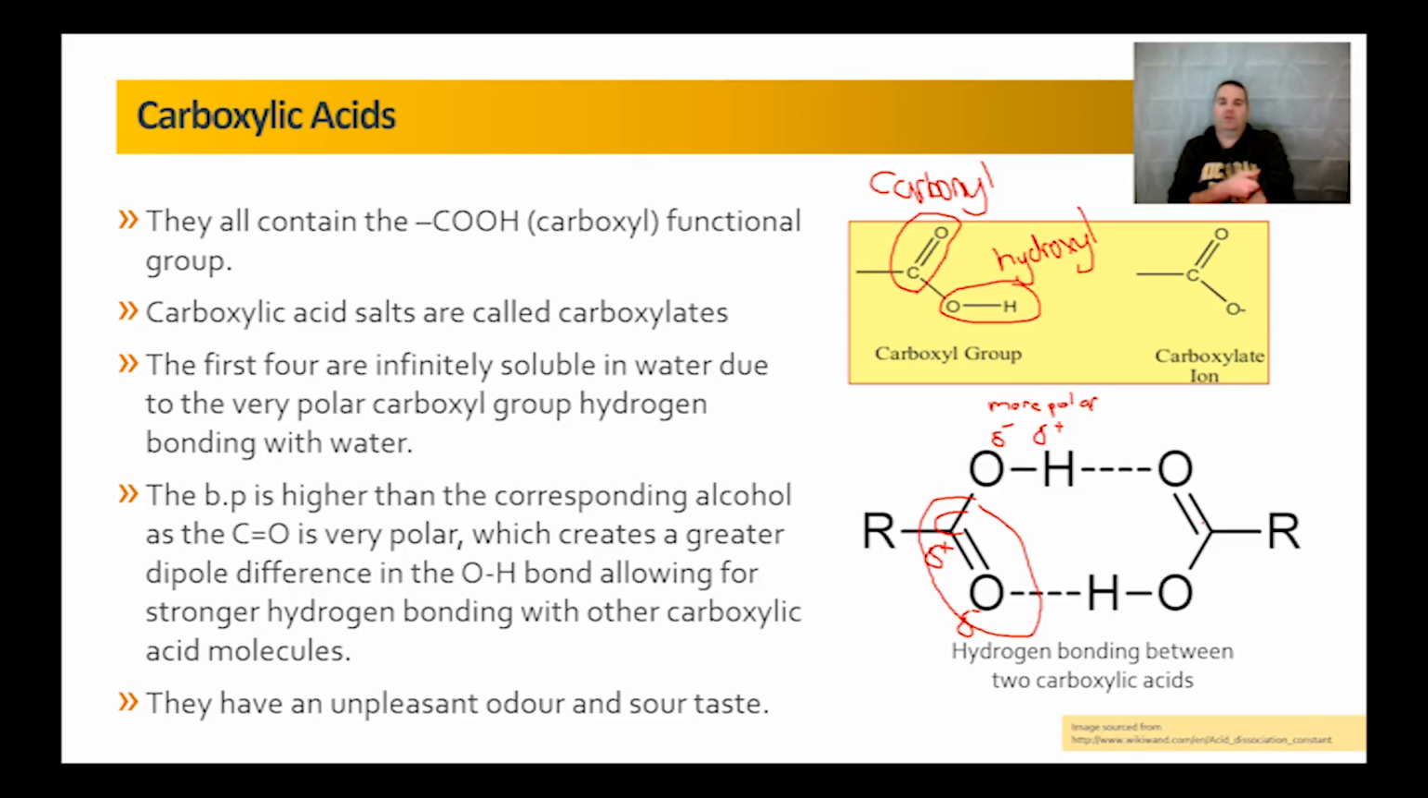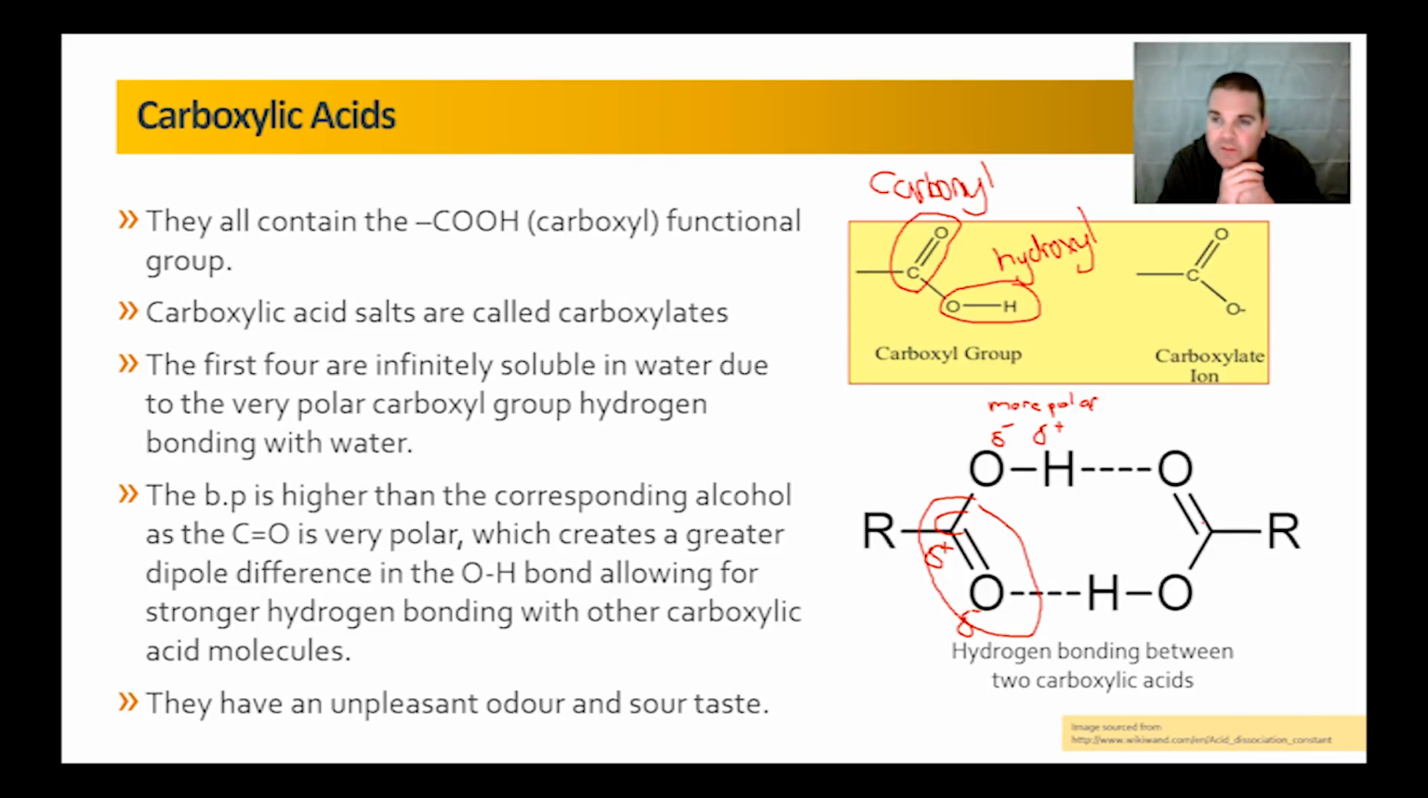The first four carboxylic acids are soluble in water. So the first four are methanoic acid, ethanoic acid, propanoic acid, and butanoic acid. Those ones tend to be soluble in water. But as soon as you then add extra CH2 groups in, so you get to pentanoic acid and hexanoic acid, the solubility drops right down and you get two layers, just because you've got quite a large non-polar group within there.